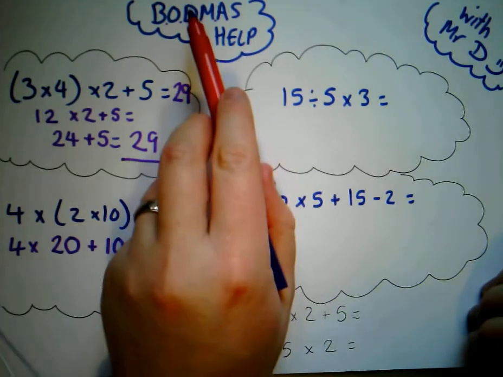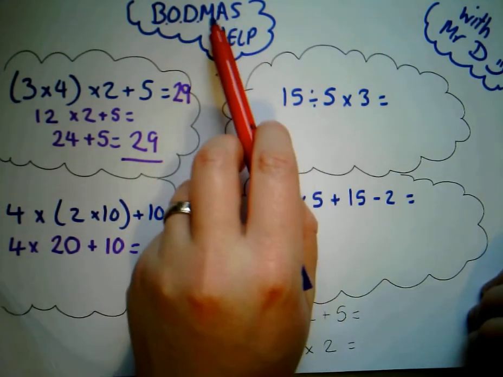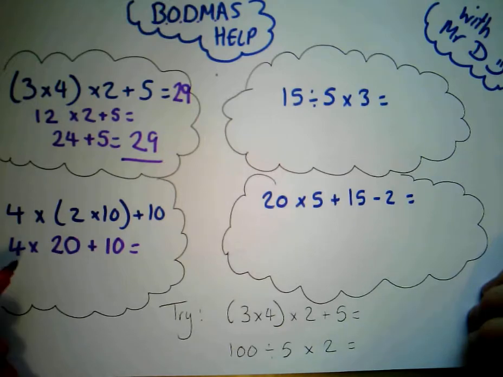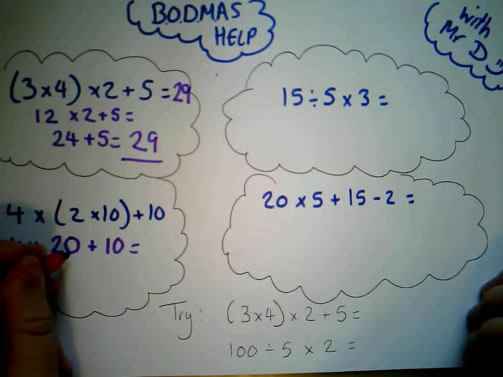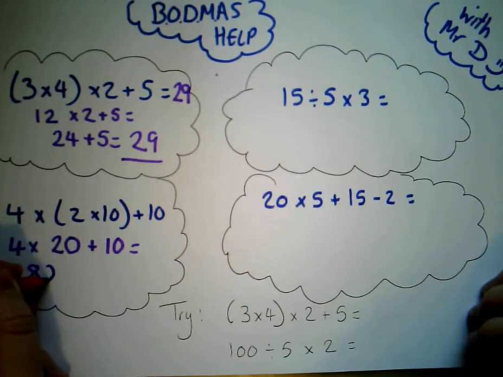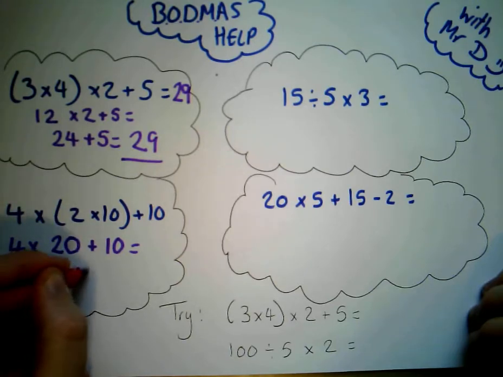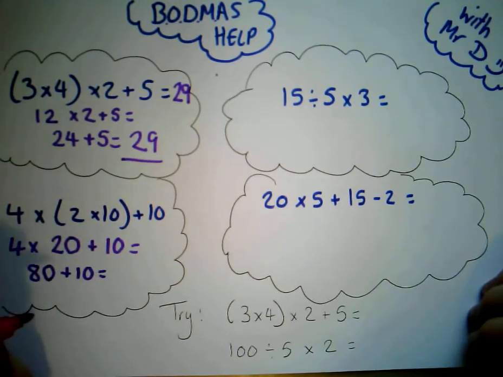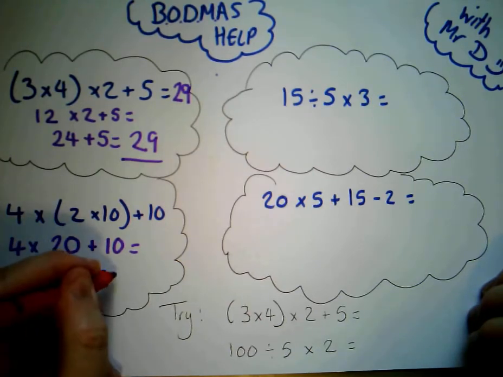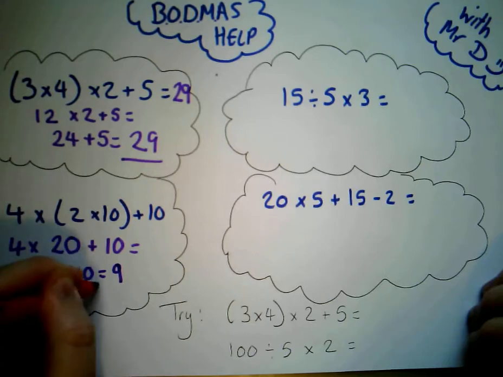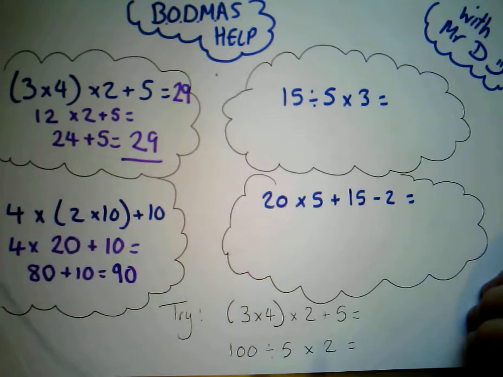Now, we then check, have I got any powers of? No. Have I got any division? No. Have I any multiplication? Yes. So my next step is to multiply these two numbers. So 4 times 2 is 8, but the calculation is 10 times bigger, so it's 80. And then we add on the 10. And we're now back to another number sentence that's very easy to understand. 80 add 10, well 8 add 1 is 9, and it's 10 times bigger, so it must be 90.